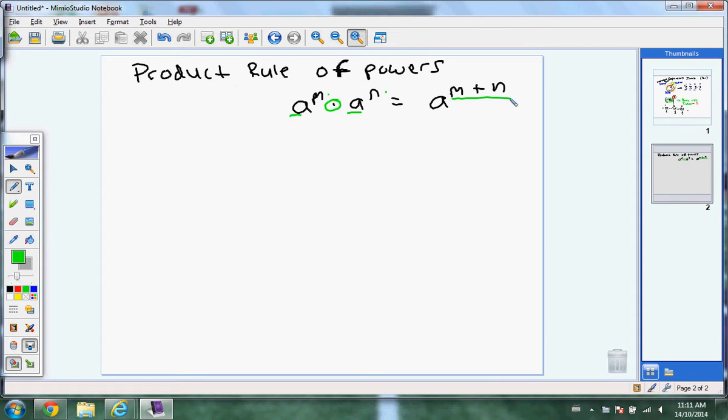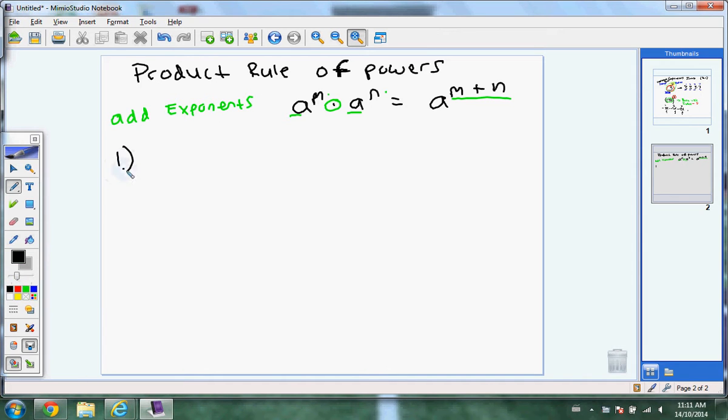So if you have a to the m times a to the n, it's simply a to the m plus n. So you add the exponents. So the big deal here is, you may want to write, we want to add the exponents. That's the main concept. Okay, well, let's do a couple here.